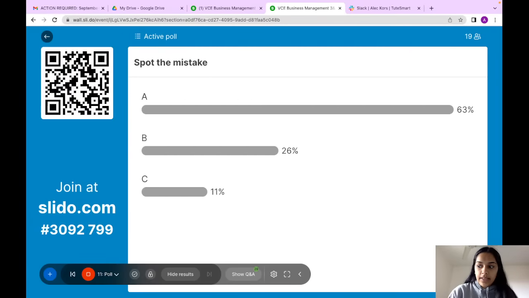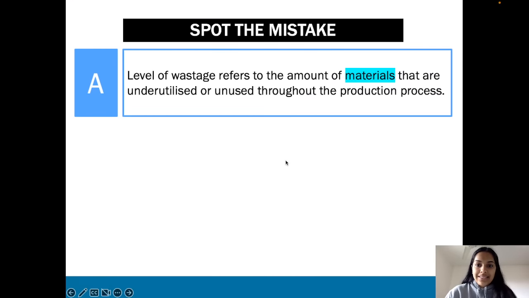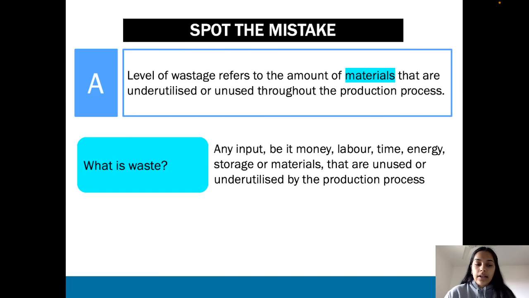Okay, hopefully everyone has been able to have a go at that. So it is A. So looking at this part, what is waste? Waste is any input, whether that be money, labor, time, energy, storage, or materials, that is unused or underutilized by the production process. So kind of linking to what I was talking about before.